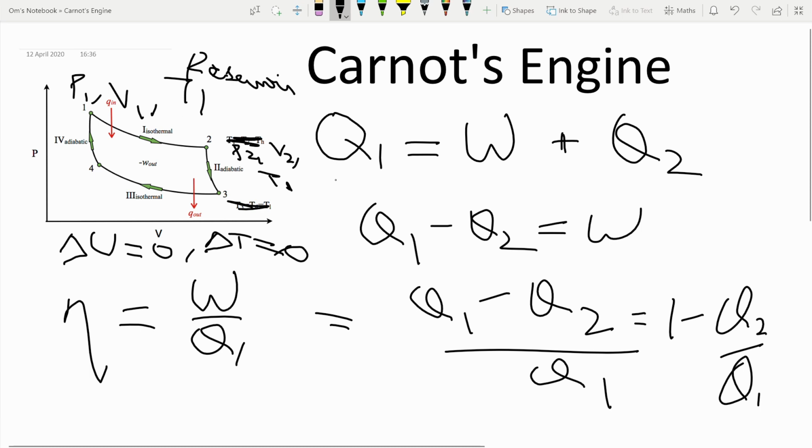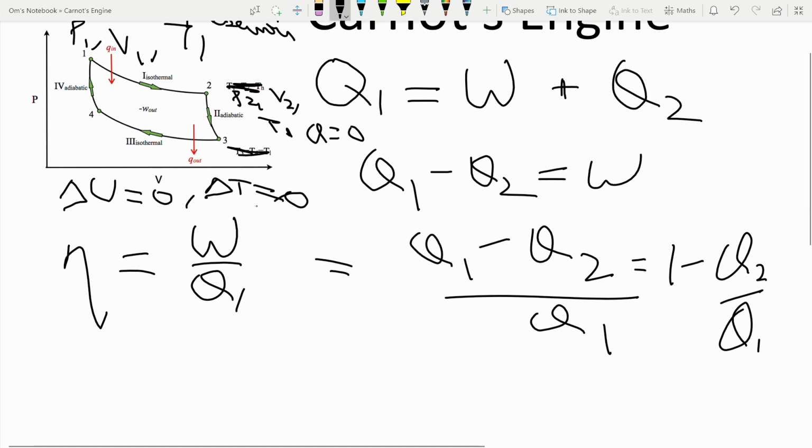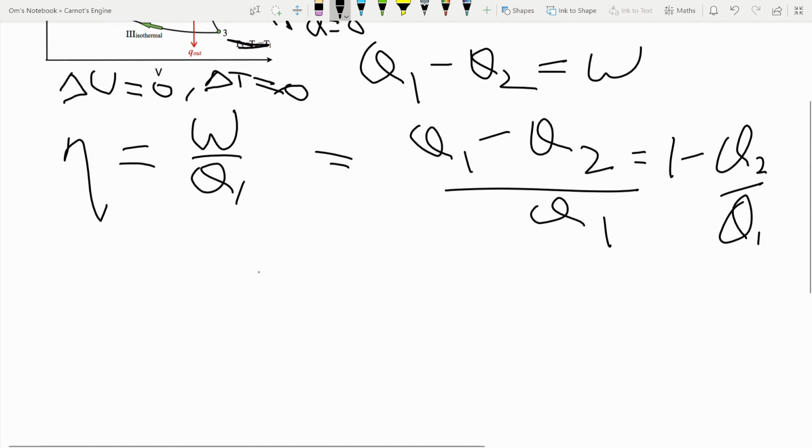However, when it moves from 2 to 3, it undergoes adiabatic expansion. Now, an adiabatic process is one in which there is no heat energy absorbed from the surroundings. So what we'll say is Q is equal to 0. But since the engine has undergone expansion, from the first law of thermodynamics we also know that there must be a change in internal energy. And so, since Q is equal to 0, what we can write is work done is equal to minus delta U.